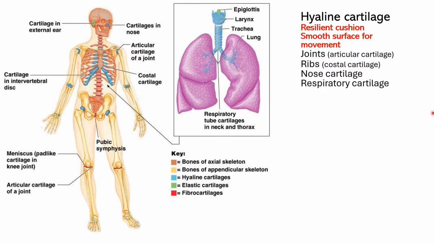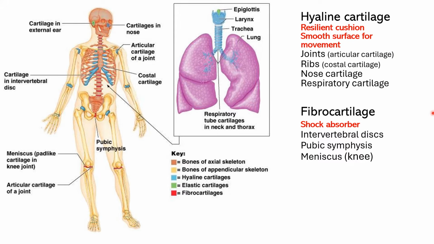Next after that is fibrocartilage. The advantage of fibrocartilage is it is a shock absorber. So we find it in areas of our body that are subject to a lot of stress. So, namely our intervertebral discs in between our vertebrae and the meniscus in our knees. Because your knees and back, if you're jumping, whatever you're doing, most of the shock is going to get absorbed by your knees and back.